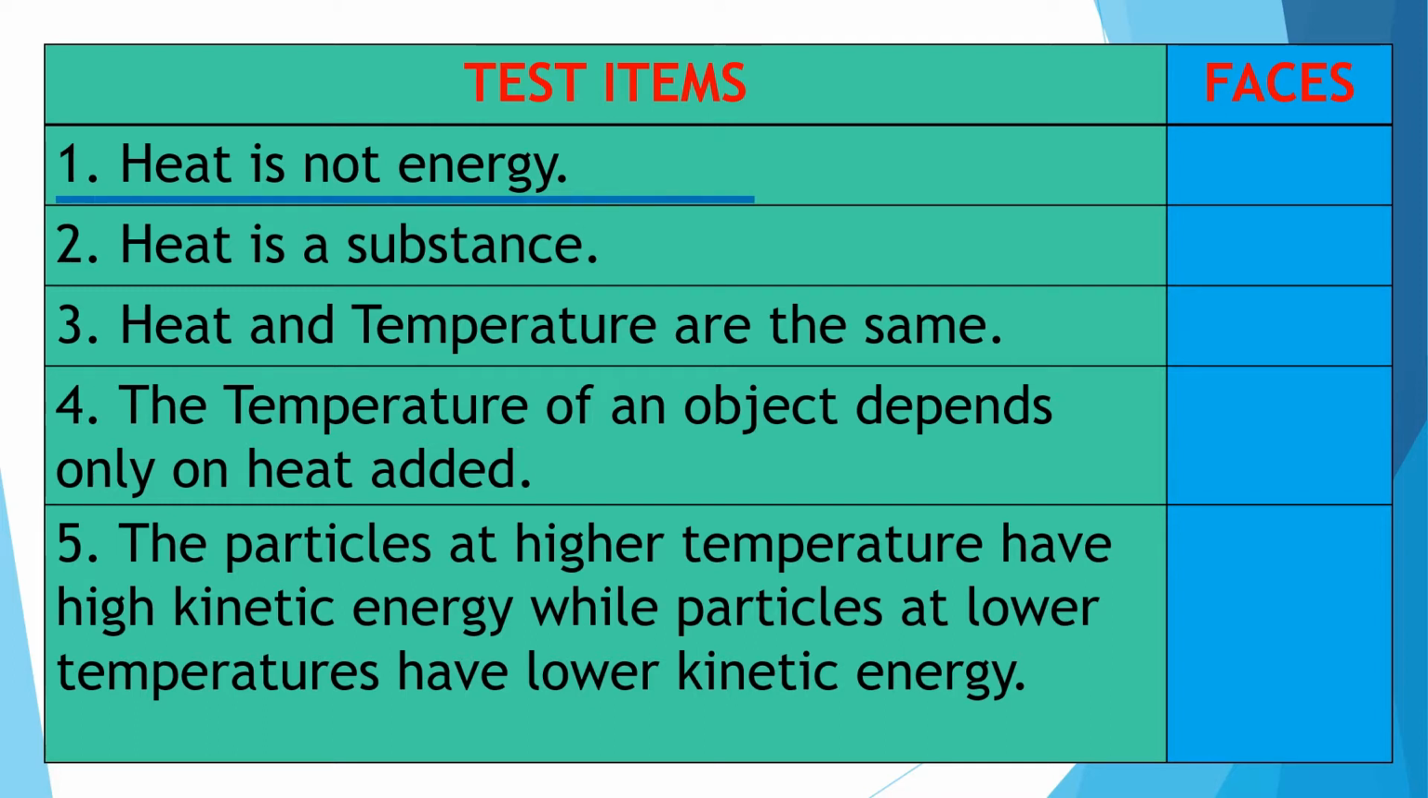Number 1. Heat is not energy. Number 2. Heat is a substance. Number 3. Heat and temperature are the same. Number 4. The temperature of an object depends only on heat added. Number 5. Particles at higher temperature have high kinetic energy, while particles at lower temperatures have lower kinetic energy.